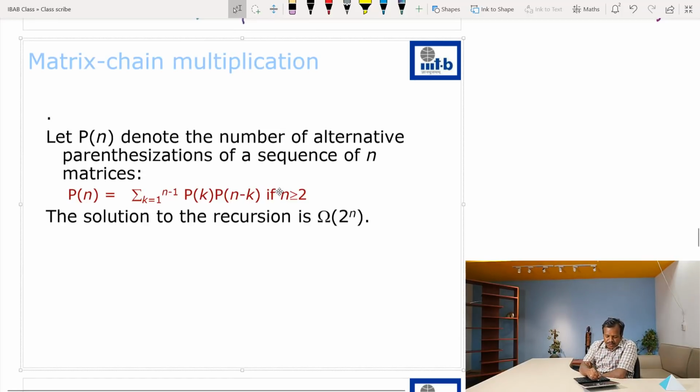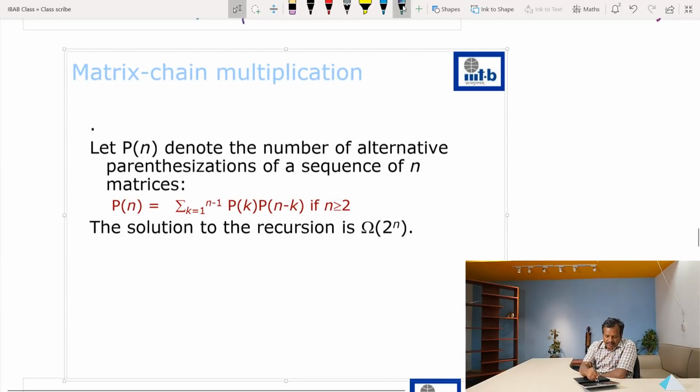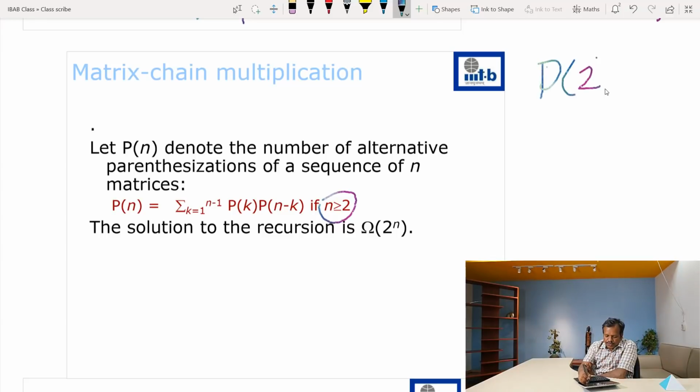This is true as long as n is greater than 2. If there are two matrices, then P of 2 is one, as there is a unique way of multiplying two matrices, and P of n is not defined for n smaller than 2. So P of 2 is 1, there is only one way of multiplying, and if n is greater than 2, then we can get this equation.